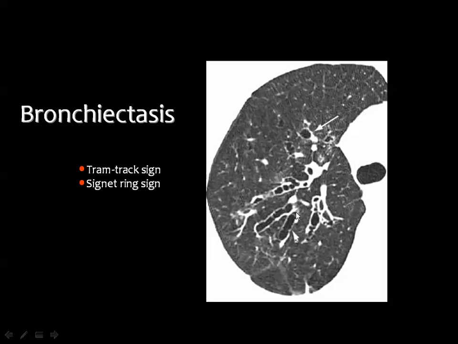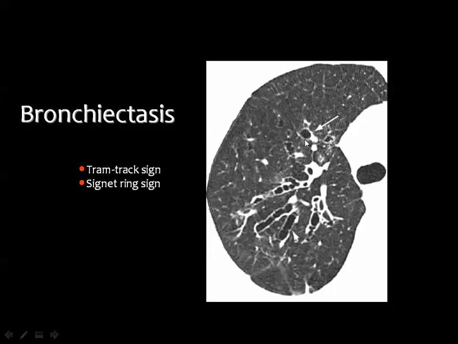And this is the tram track appearance where you get thickening of the wall of the dilated bronchi, giving this sign. And this is the signet ring sign where you see the dilated bronchus and the adjacent artery.